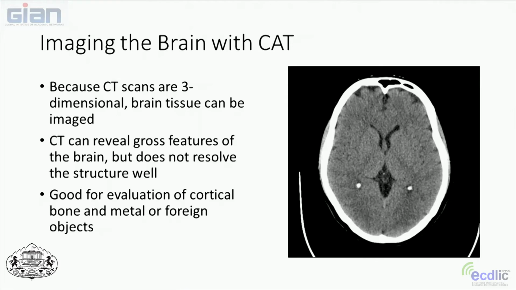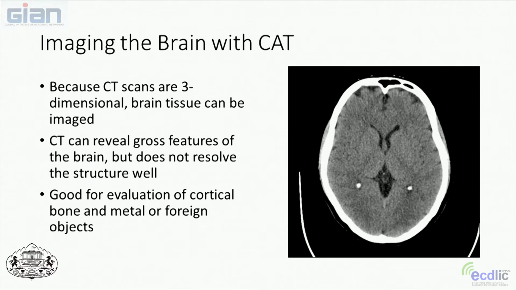After doing this in 2D and in 3D, you can end up with basically a three-dimensional picture. And this is a two-dimensional slice of a three-dimensional picture of the brain using CAT scan. Because CT scans are three-dimensional, the brain tissue can be imaged. It can reveal gross features of the brain, but it doesn't resolve the structure very well.